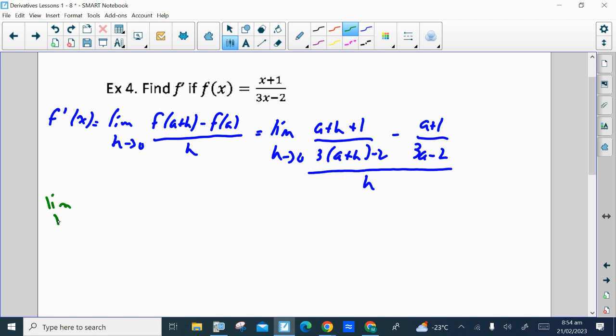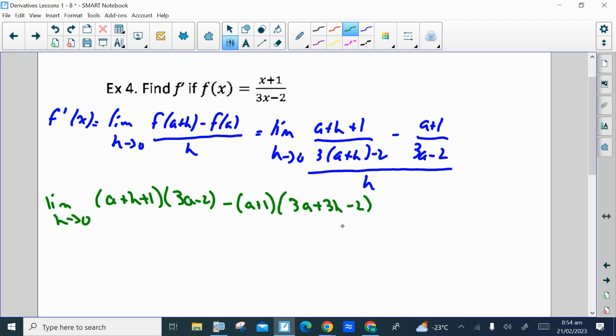So I've got the limit as h approaches 0. I've got a plus h plus 1, and that needs to be multiplied by 3a minus 2. Minus the second term. I'm missing the denominator there of 3 bracket a plus h, take away 2, which if I multiply that out will be 3a plus 3h minus 2, all over, again, 3a plus 3h minus 2, bracket 3a minus 2, and that is all over h.